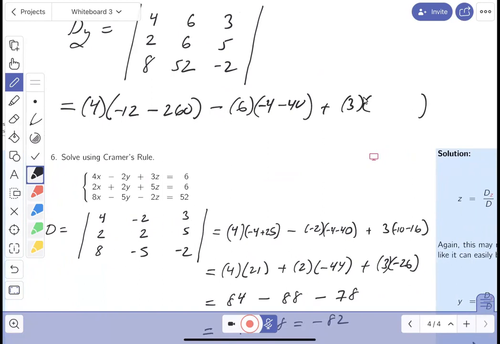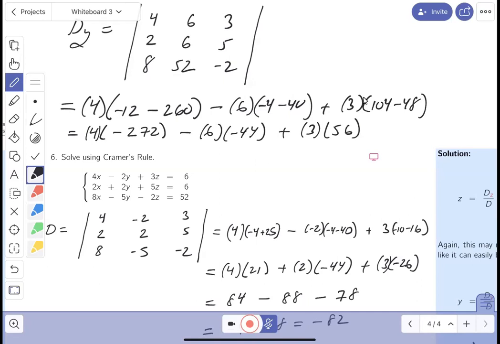And that's going to be 2 times 50 is 104. And 8 times 6 is 48. All right, let's keep going. That's going to be 4 times minus 272. I'll do that later. Minus 6. Minus 44. I'll do that later. Plus 3. And 104 minus 48, 52, 56. All right, let's see if we can do it.